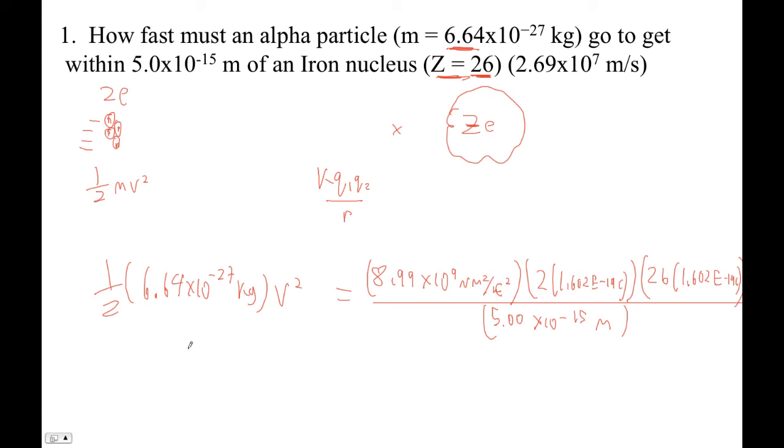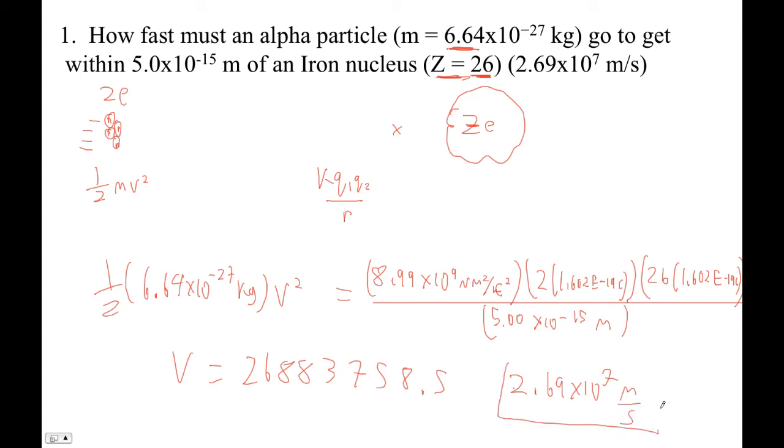And I get v is 26,883,758.5. So that's 2.69 times 10 to the 7th meters per second, which is what we got. There it is.